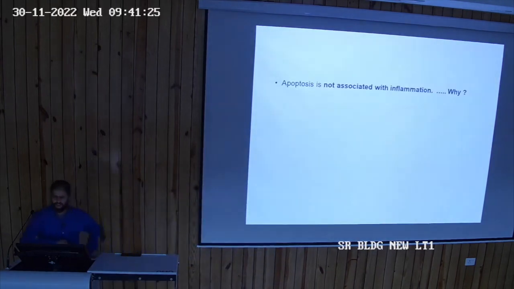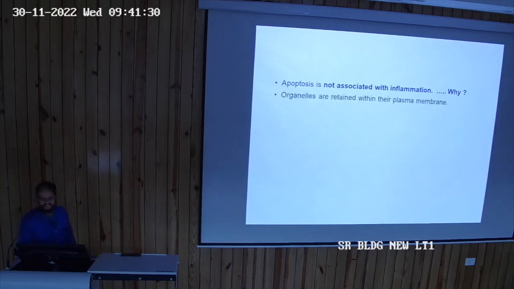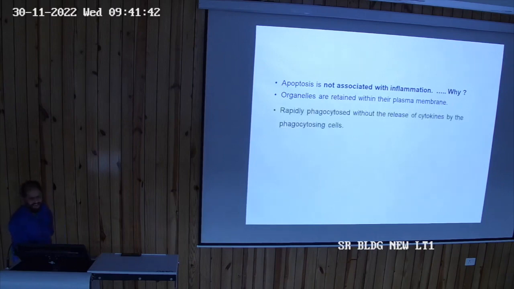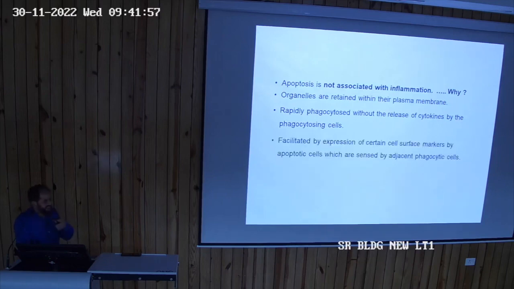So apoptosis is not associated with inflammation. Why is it so? Because the cellular contents, the organelles are retained within the membrane, है ना, अंदर के contents बाहर नहीं आ रहे, बाहर आएंगे तो वो inflammation कराएंगे. The organelles are retained within their plasma membrane and those apoptotic bodies are rapidly phagocytosed without the release of any cytokines, inflammatory mediators. And this phagocytosis is facilitated by certain cell surface proteins. आगे देखेंगे mechanism में, वहाँ पे और ज़्यादा clear होगा.